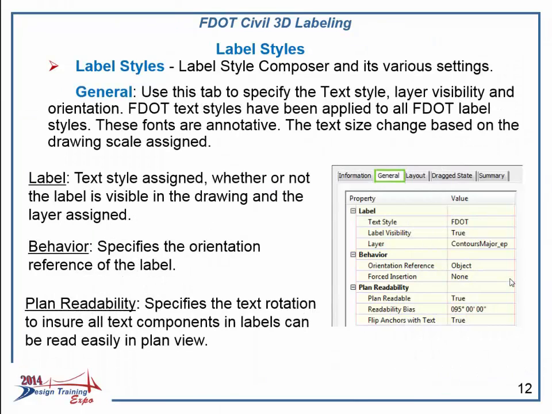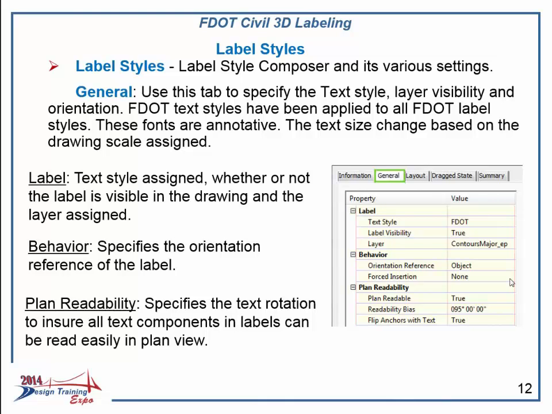Next, we have the General tab. You use this tab to specify the text style, layer visibility, and the orientation of your label. FDOT text styles have been applied to all FDOT label styles. The FDOT fonts are annotative. What this means is that if the drawing scale changes, the text size changes accordingly.